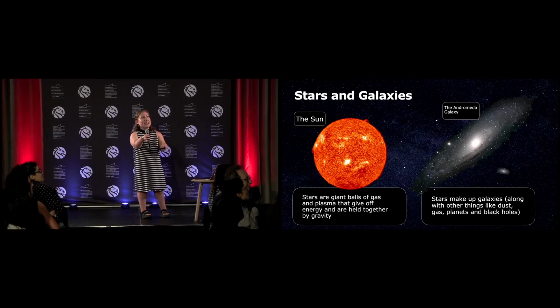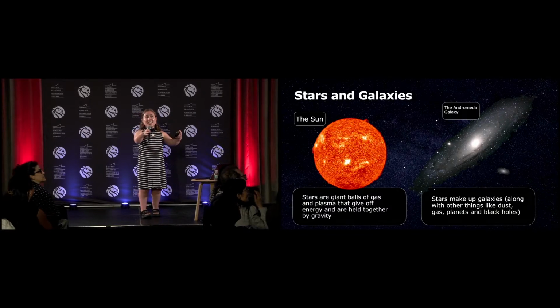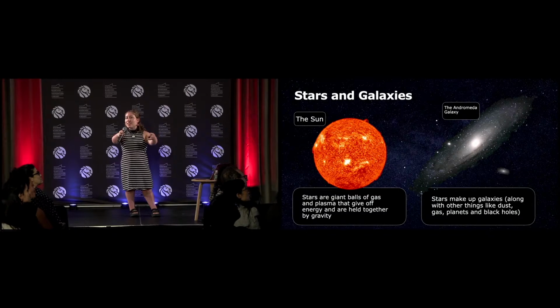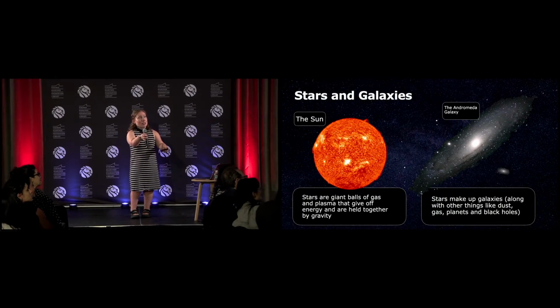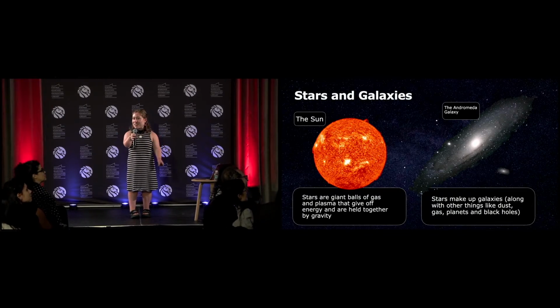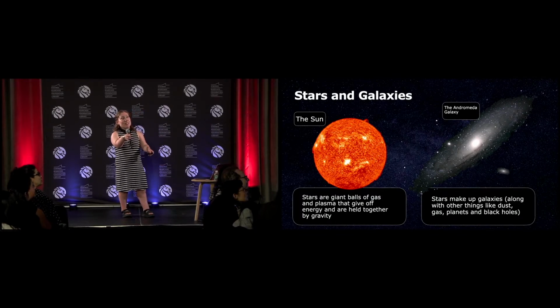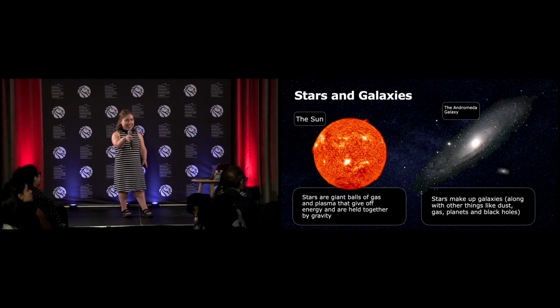Since we have a wide range of prior knowledge levels in this audience, we're going to start with some basic vocabulary. So this talk, we're going to talk about stars and galaxies. Stars are giant balls of gas and plasma that have energy and heat and light coming off of them that are held together by gravity. This is the most commonly known star, the sun, giving life to our planet. And on the right, I have a picture of the Andromeda galaxy. It's one of my favorites. Galaxies are made up of stars and some other things I don't personally care about, like planets and black holes.